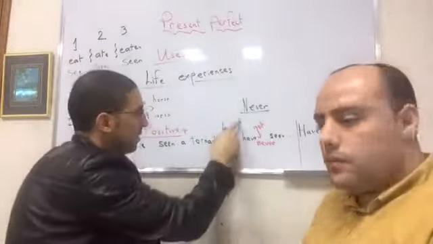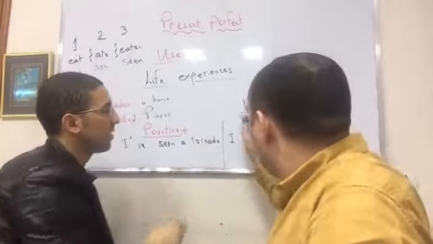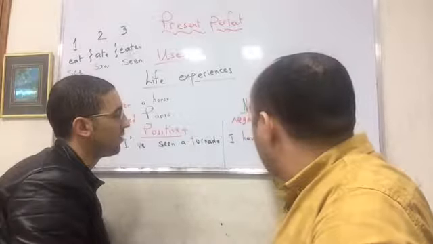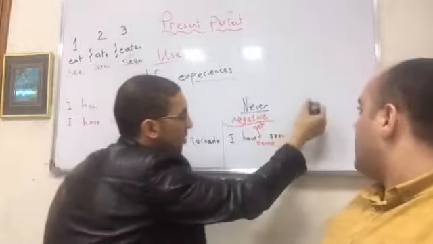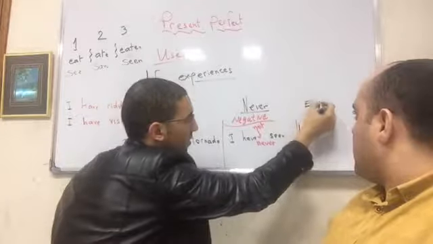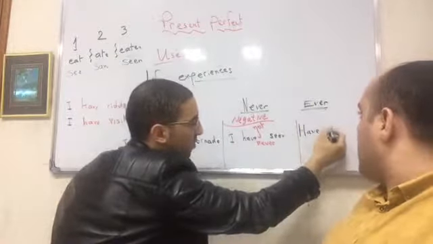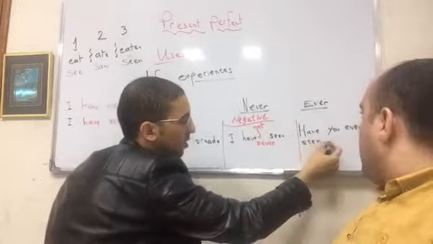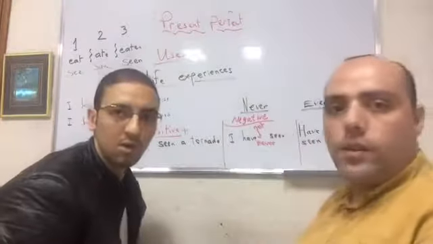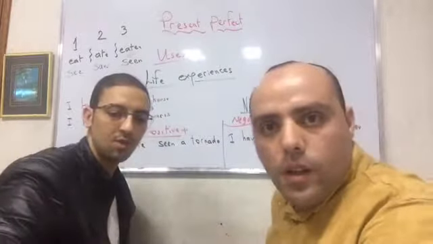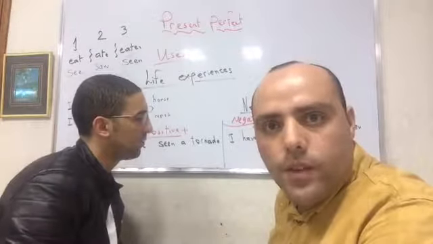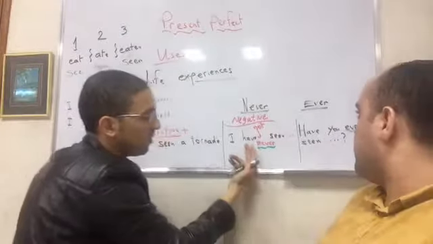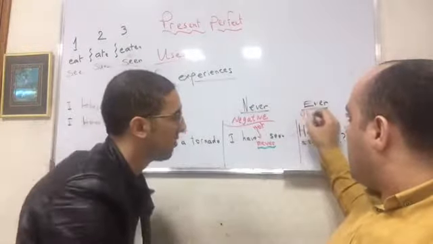So can you write it down? This is the negative form. We use never. And in the question form we use ever. Have you ever seen a tornado before? I have never seen a tornado before. So ever and never come between have and the past participle of the verb.